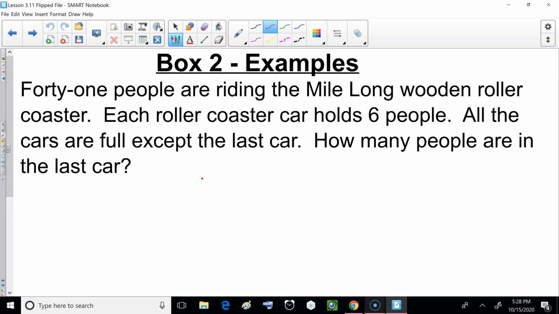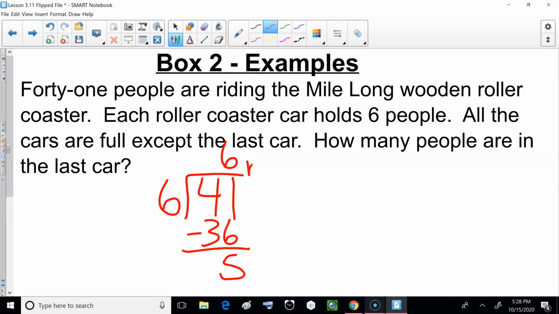So I'm going to do 41 divided by 6, because 6 people fit in each of the cars. So 6 times 5 is 30, 6 times 6 is 36, 6 times 7 is 42. That's too many. So it's going to be 6 right now. 6 times 6 is 36. I'm going to subtract. I get a remainder of 5.